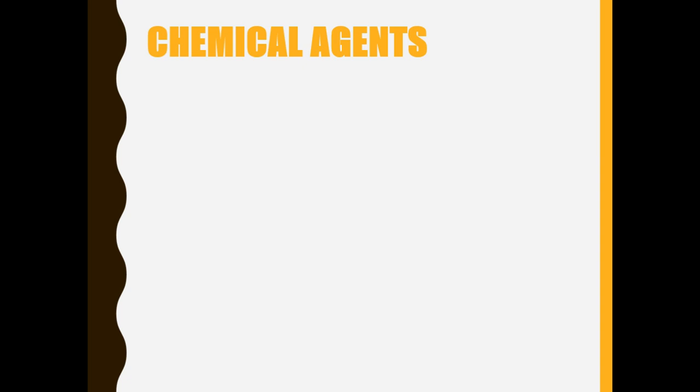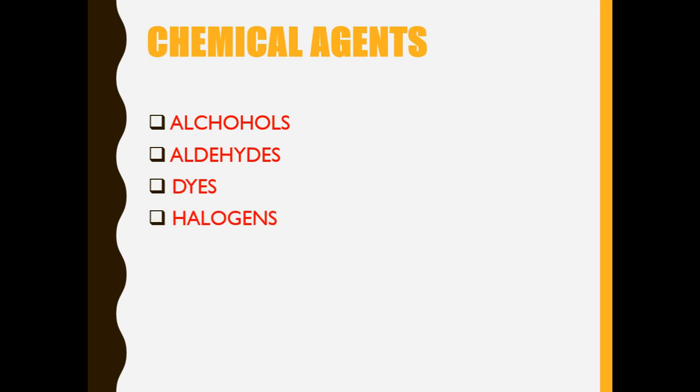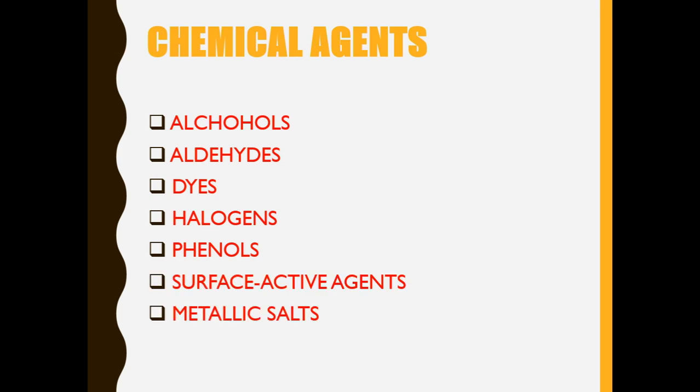Now we'll see what are the various chemical agents which are used as disinfectants. You can see here the list of the various agents which are commonly used as chemical disinfectants. The first and most important is the alcohol, then the aldehydes, dyes, halogens, phenols, surface active agents, metallic salts. These are the most commonly used agents. And another group is separately mentioned as the gases because they are used in gas form. So that's why we have mentioned it separately at the last, although these are also chemical agents.